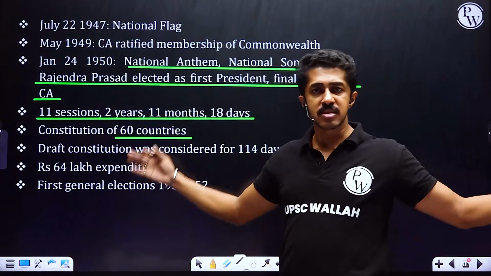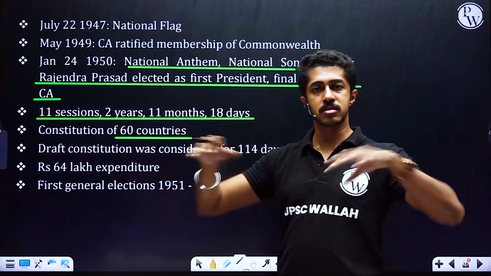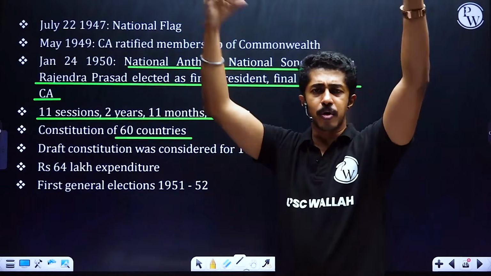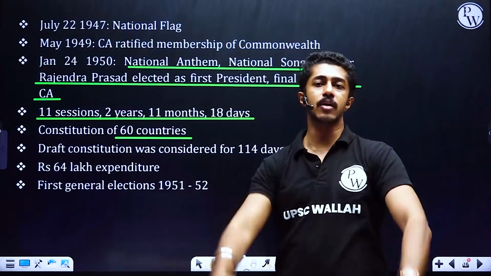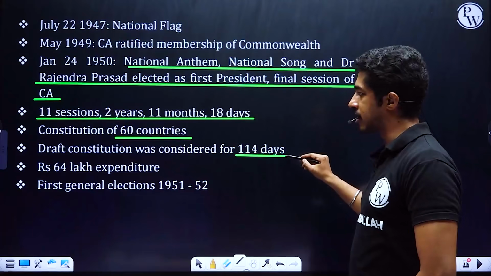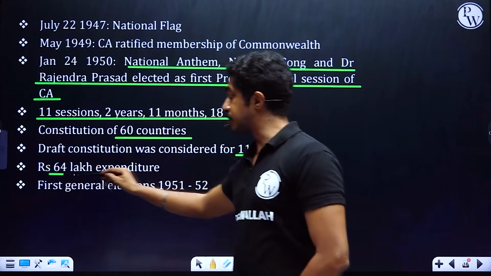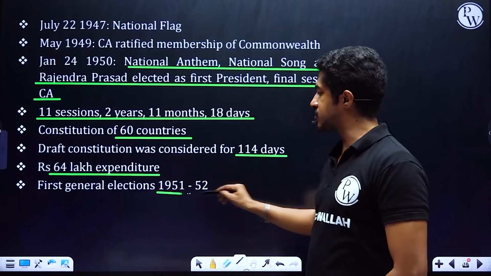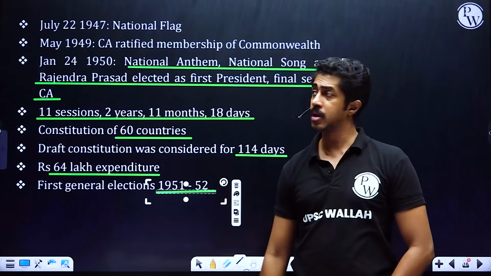We almost ransacked the Constitutions of 60 countries. All important points were taken up, and then we made our Constitution. The draft Constitution was considered for 114 days. Total expenditure was rupees 64 lakh. The first general elections were conducted in 1951-52.